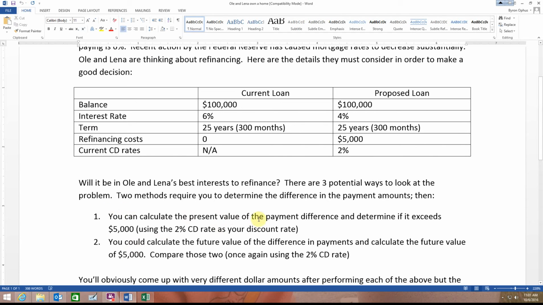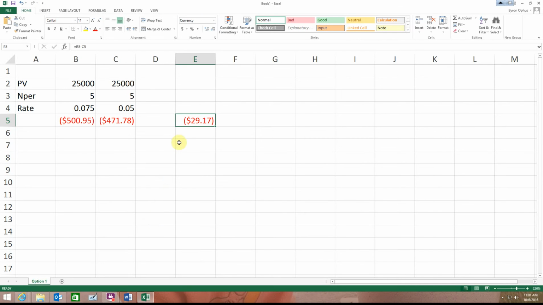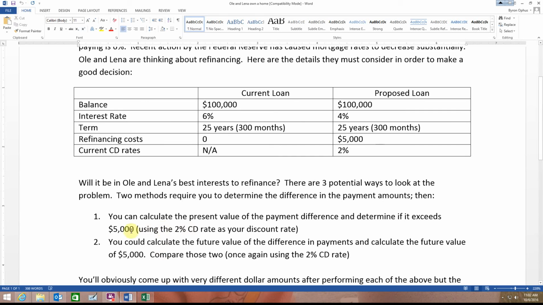So I can calculate the present value of the payment difference and determine if it exceeds $5,000. Now, I don't know if we did present value of payments yet, so let's do that. Present value is what I'm missing, but my number of periods is still going to be the same. And my rate, though, my rate is the rate. You can calculate the present value of the payment difference and determine if it exceeds $5,000. Use the 2% CD rate as your discount rate. So I've got to use that.